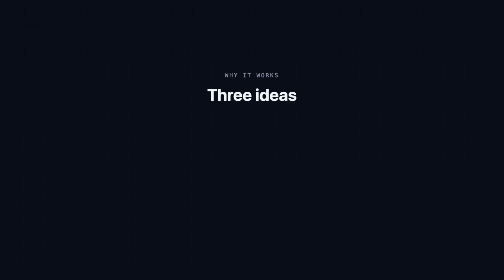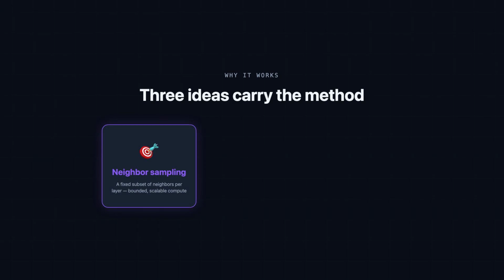So if you remember nothing else, hold on to these 3 ideas that make the method work. First, neighbor sampling. By drawing a fixed size subset of neighbors at every layer, GraphSAGE keeps the computation bounded even when some nodes are wildly connected, which is exactly what lets it scale to enormous graphs.